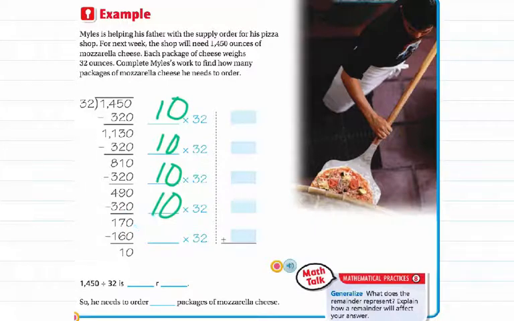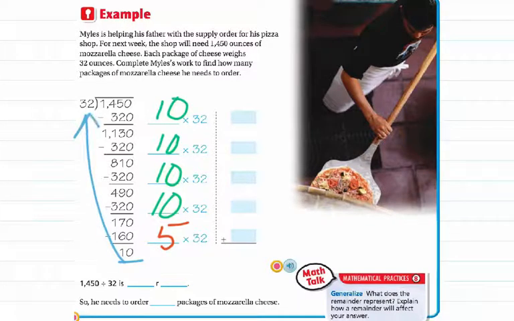1,450 minus 1,280 is equal to 170. So now right here, students, we can't use the 10th multiple of 32 anymore because it's too large, but we can use a smaller multiple. If we chop that 10 in half, we'd say, well, that would be the 5th multiple of 32. 32 times 5 is 160, and we get the remainder of 10.